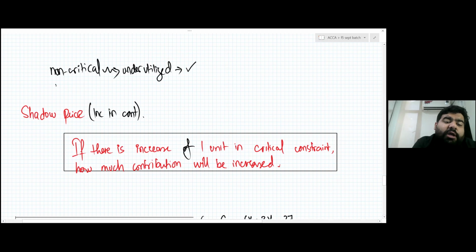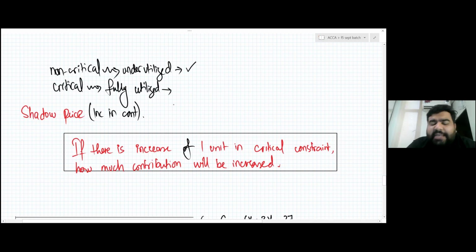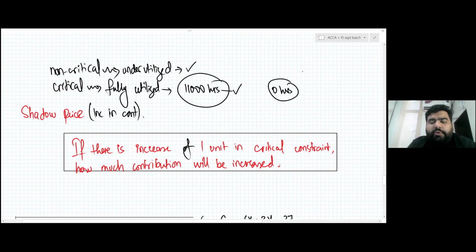But if the constraints are critical, it means the resources are fully utilized. Now I say that if we want one more unit, for example, you have 11,000 hours in department A and you have completely utilized that, so you have 0 hours remaining in department A. Now I ask you to arrange 1 hour extra. Obviously you will have to go to the market and hire labor to arrange that 1 hour. So what is shadow price?